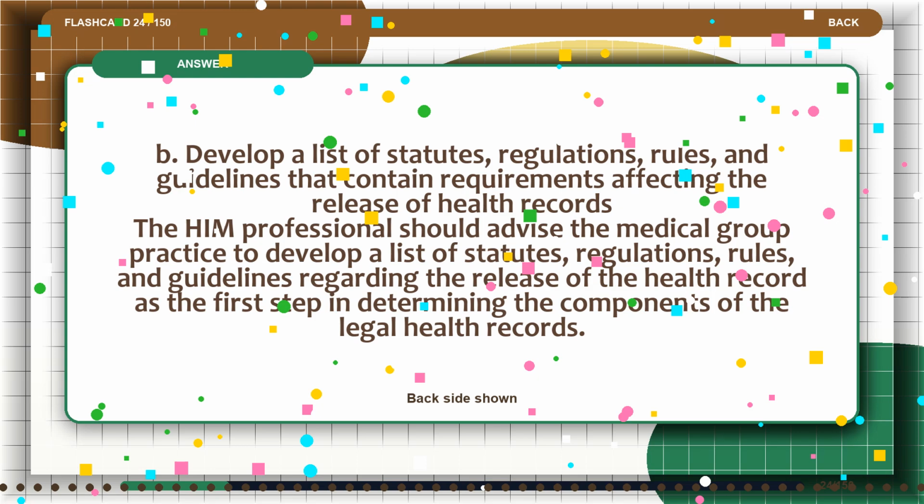The answer is B. Develop a list of statutes, regulations, rules, and guidelines that contain requirements affecting the release of health records. The AHIMA professional should advise the medical group practice to develop a list of statutes, regulations, rules, and guidelines regarding the release of the health record as the first step in determining the components of the legal health record.